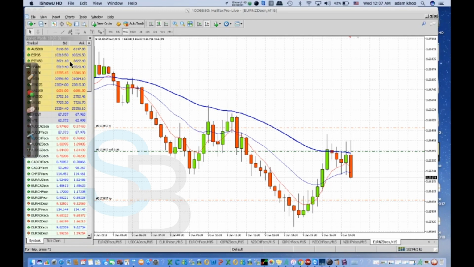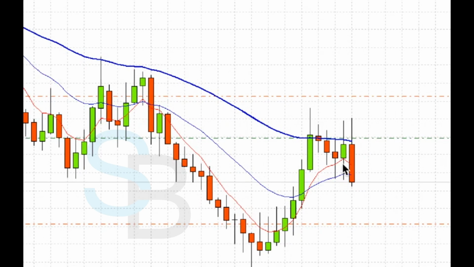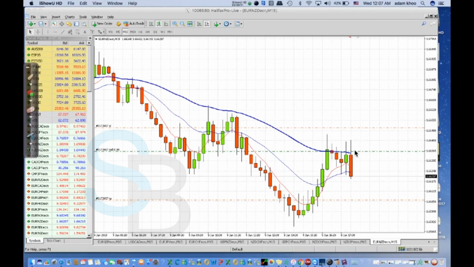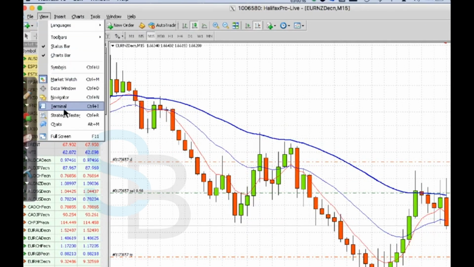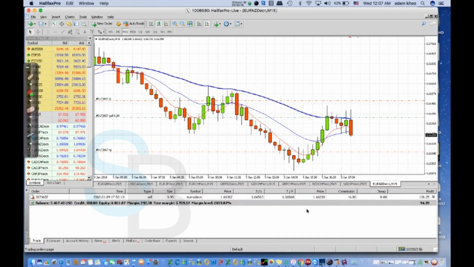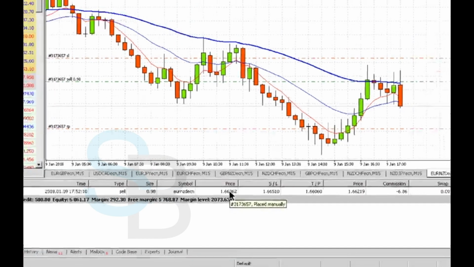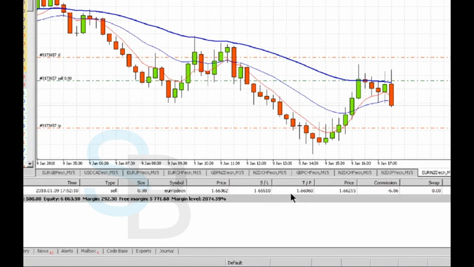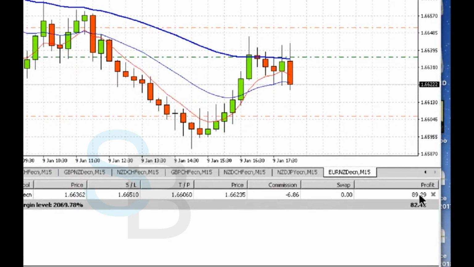All right, so checking in on our trade, and some good news. As you can see, the price actually went back up as we anticipated, and it triggered our sell order. All right, so let's take a look at the order. View, terminal. As you can see, we sold Euro New Zealand at 1.6636. That was our entry price. Our stop loss is there, target price is there, and right now our current profit is there.